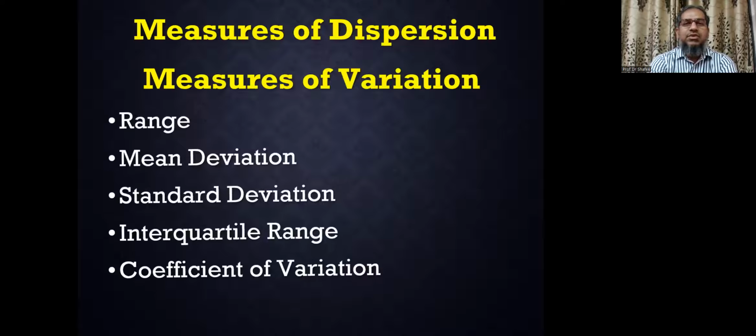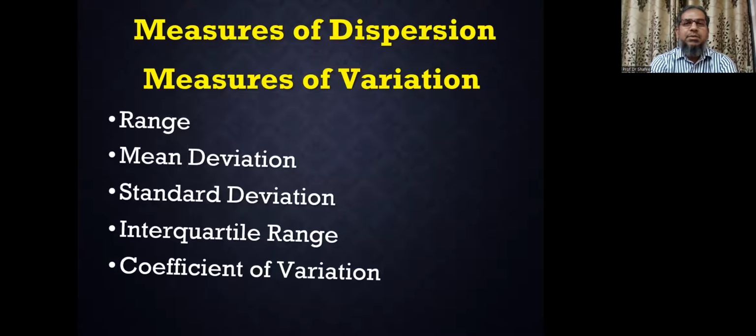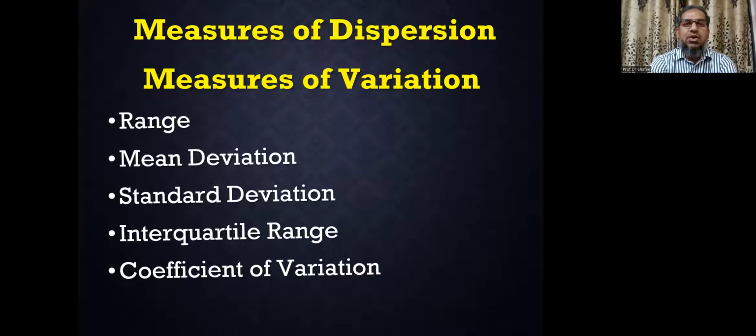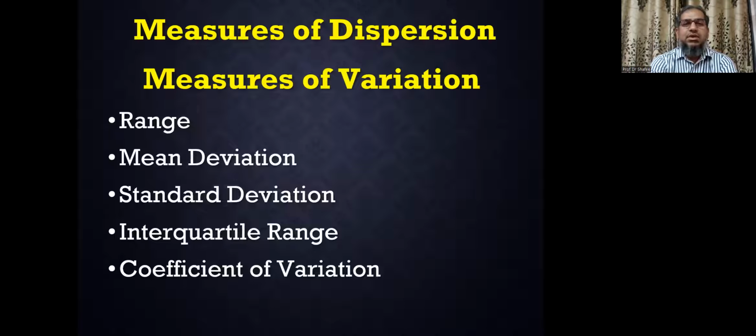These are the examples of the measures of dispersion: the range, mean deviation, standard deviation, interquartile range, and coefficient of variation. Mostly in the practical exam, they ask you either to calculate range and standard deviation, or sometimes mean deviation and standard deviation. Actually, mean deviation is a part of the calculation of the standard deviation. So most of the time they ask you to calculate the range and standard deviation of the given data. Sometimes separately they also ask a question on coefficient of variation. Interquartile range, very rarely they ask a question.